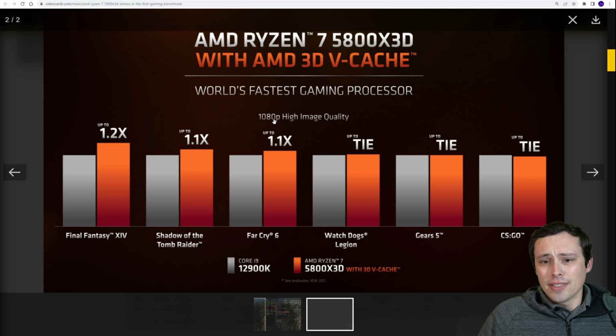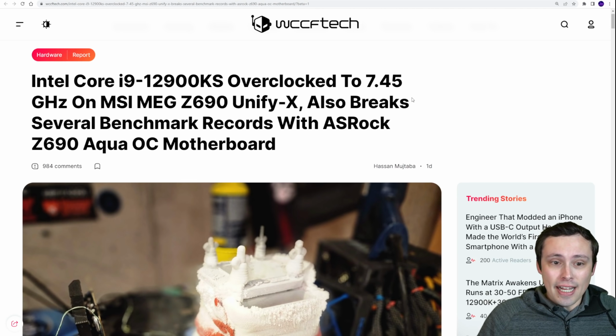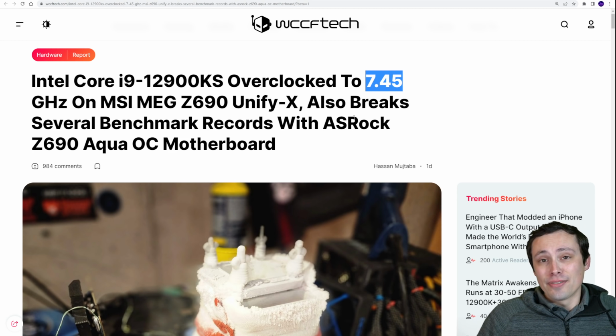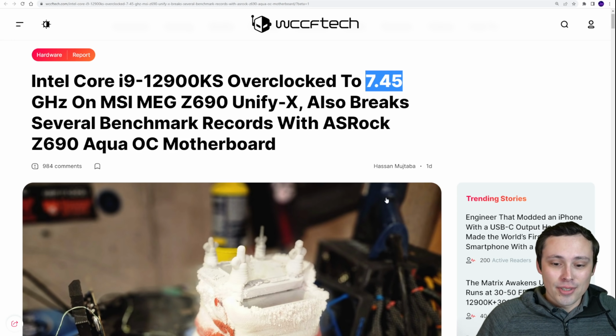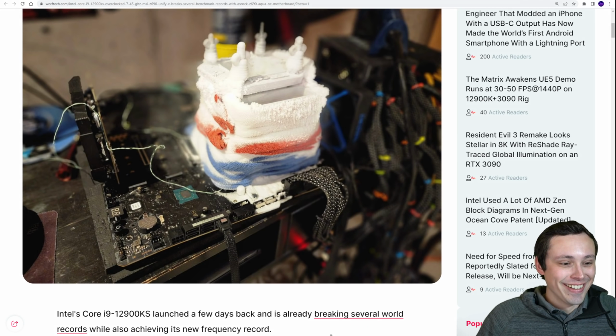I'm not 100% sure on that, and I'm excited to see more test results as we go. Now, by the way, the 12900KS has been overclocked to 7.45 gigahertz and is breaking several world records and all that. But guys, people are not going to be running that stably. I'm sure this is liquid nitrogen, all of that.